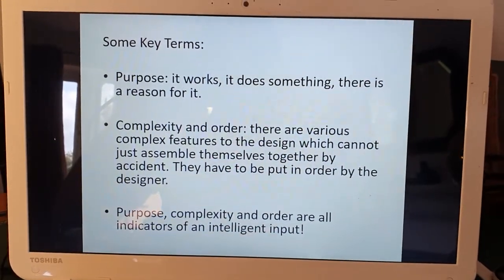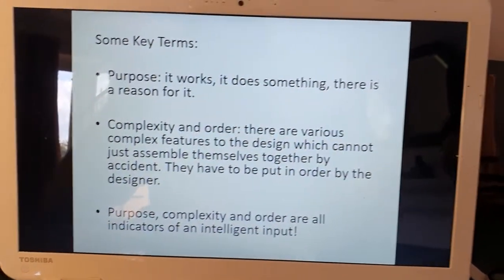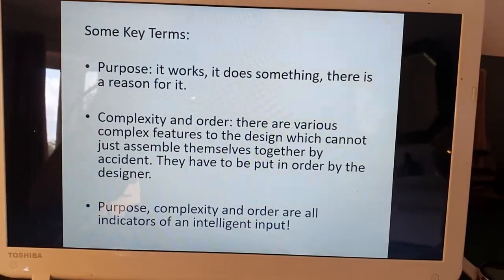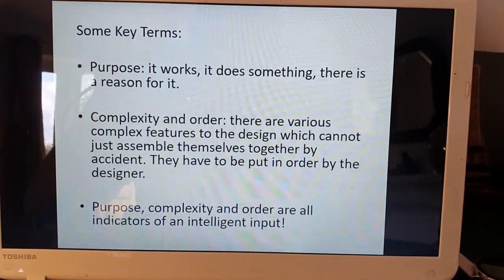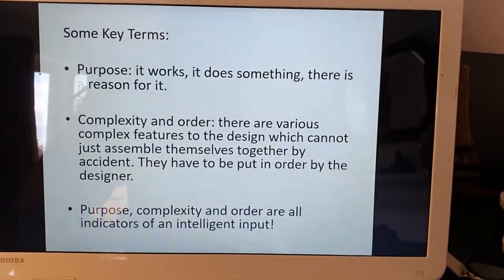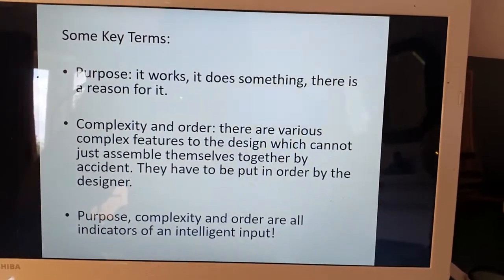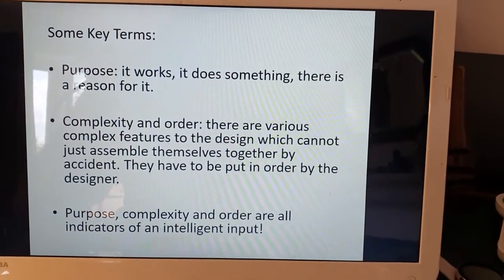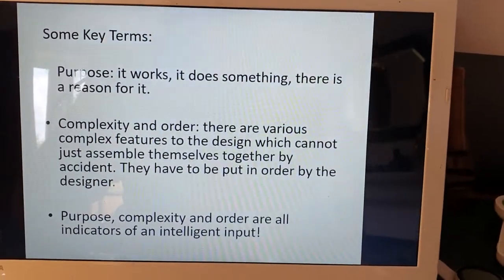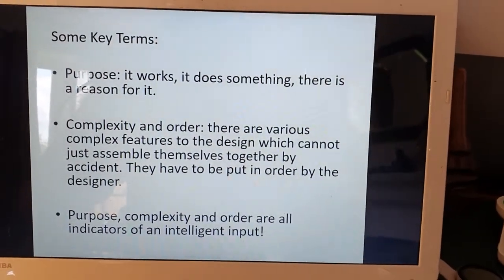Anyway, these words are important because they are mentioned a lot by people who believe that the design argument demonstrates the existence of God, because if there's a purpose to the universe and there's complexity in the universe, then there might be design in the universe. And that's what this lesson is all about.